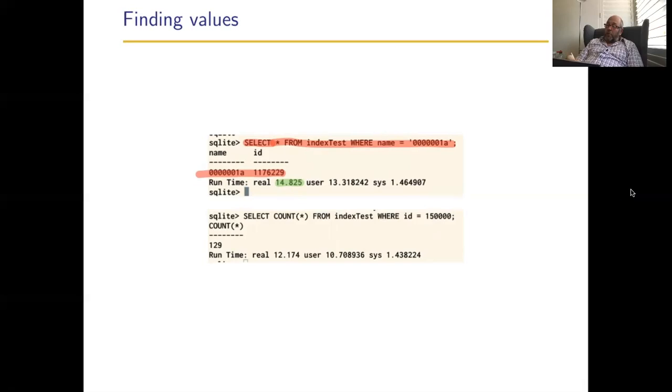Okay, for the reverse, I'm going to give an ID and then see which rows had that particular ID. But instead of printing out the rows, I'm just going to count them. The reason is that ID has got lots of repeated values, whereas name has got no repeated values. They're all unique. Anyway, counting the number where the ID was 150,000 took about 12 seconds. So roughly speaking, 12 to 15 seconds to do a linear search to find those values.